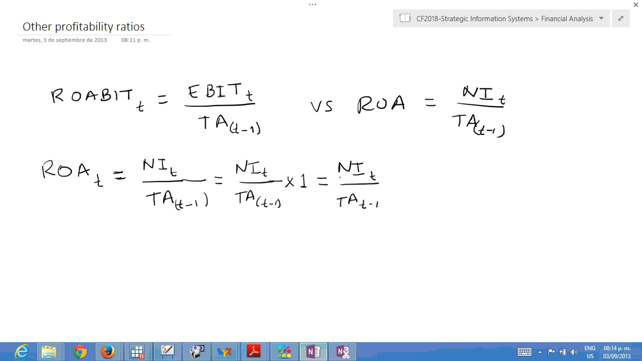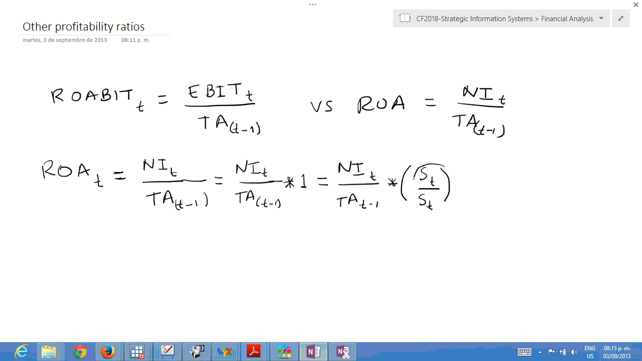Then instead of putting the 1, just to avoid confusion, this is a multiplication sign as well. I'm going to multiply by 1, but I'm going to call it sales. Sales divided by sales in the same period is equal to 1. Then this is the same as 1, and nothing happens to the ratio.